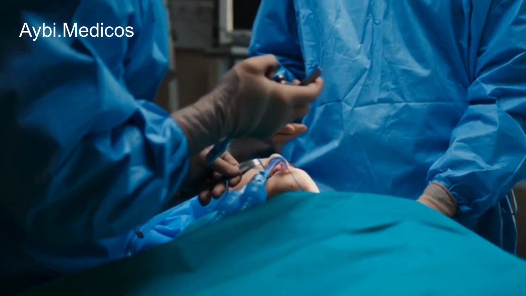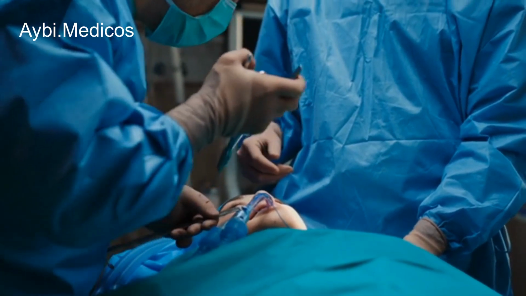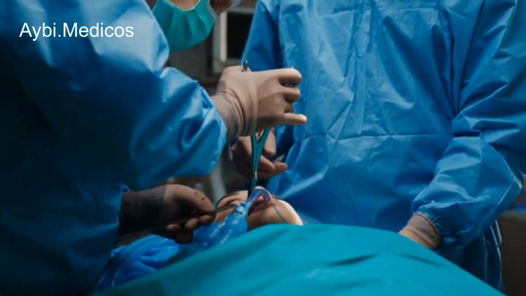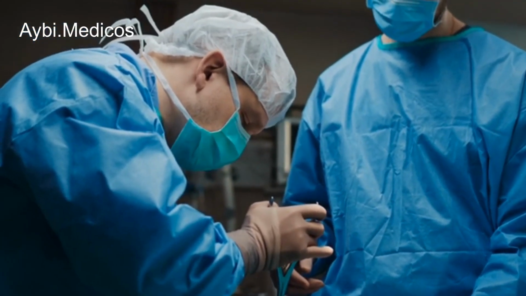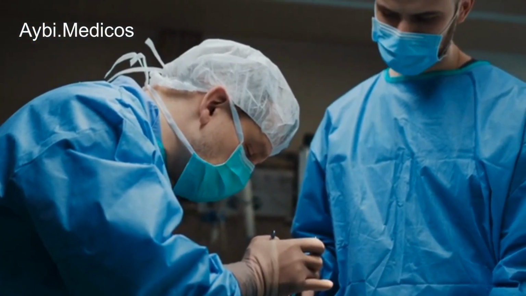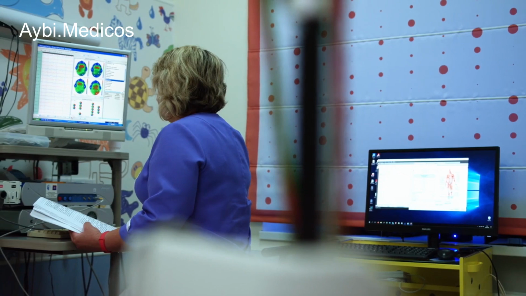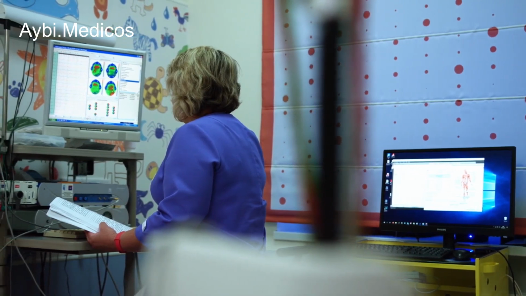10. Recovery and postoperative care. After the surgery, the patient is moved to the recovery area and closely monitored. Recovery time can vary depending on the complexity of the surgery.